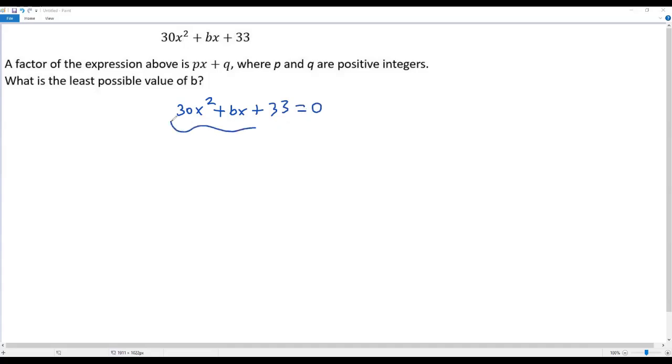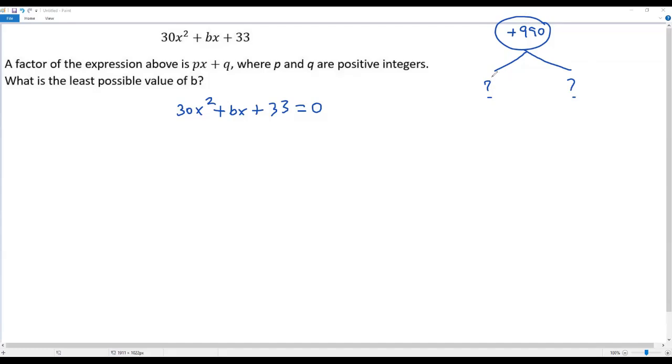If I want to solve this quadratic equation by factoring, I have to multiply this constant term, positive 33, by the coefficient of x squared, which is positive 30. When I multiply positive 33 by positive 30, I'm getting positive 990. Now I have to get two factors of positive 990, so that the product of the two factors equals 990 and the sum of the two factors equals the coefficient of x, that is b.